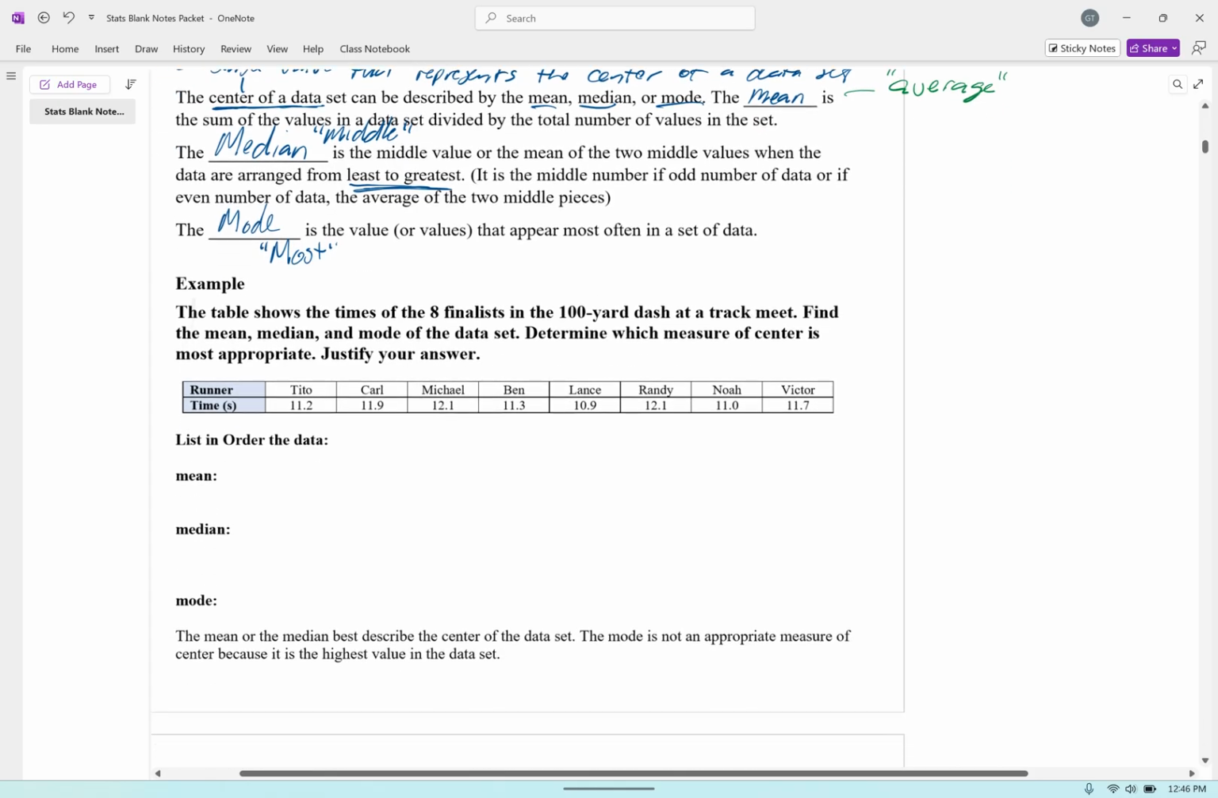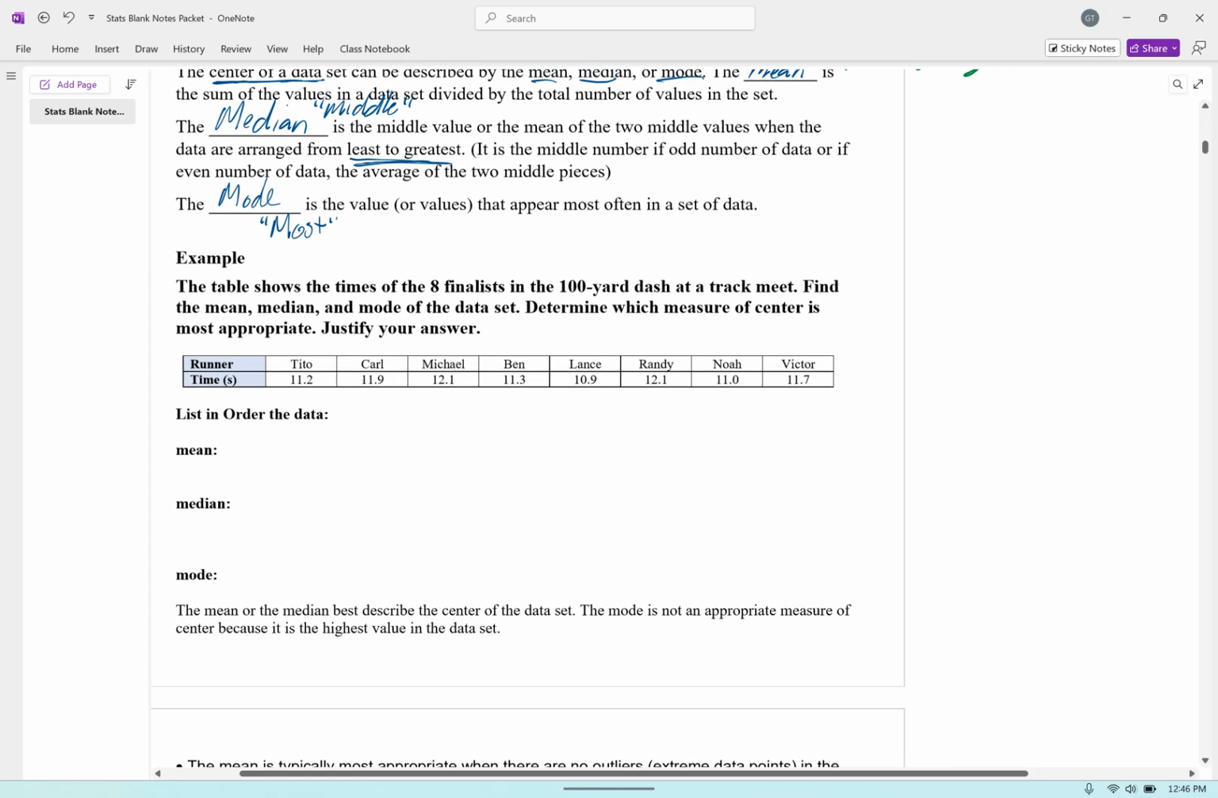All right, so let's try to apply some of this a little bit. So we have a race here of 8 finalists in the 100-yard dash. Okay, and so they have the race times listed. First step is always listing them in order from least to greatest. Okay, so Lance seems like he was the winner at 10.9 seconds. Okay, and then we got 11.0 shortly behind it.